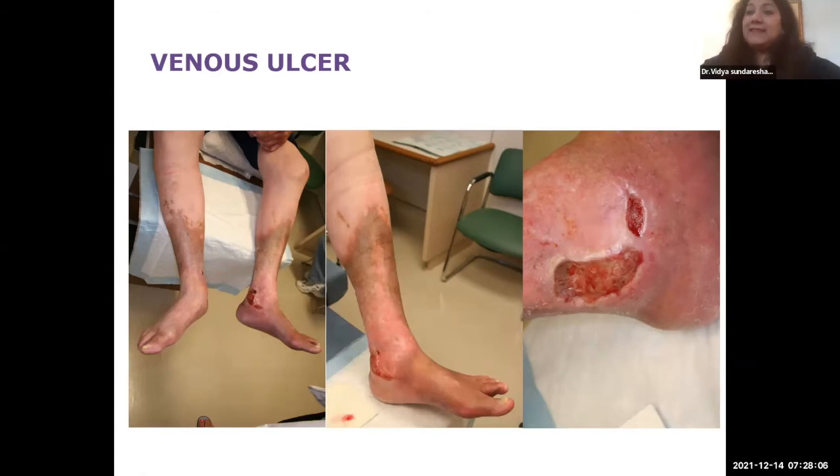All right, so venous ulcers, like I was telling you earlier, medial and lateral malleolus with those ulcers. You want to identify those by the location.